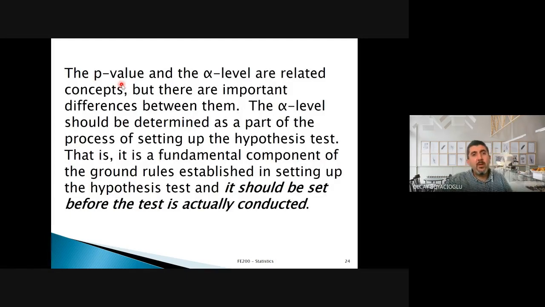So, the p-value, the probability value, and the alpha level are related concepts. Okay, but there are important differences between them. Alright, alpha and p-value are related. The alpha level should be determined as a part of the process of setting up the hypothesis test. Okay, this is important. Alpha level should be determined in the process, when we are setting up the hypothesis test. Yani we determine the alpha level beforehand.